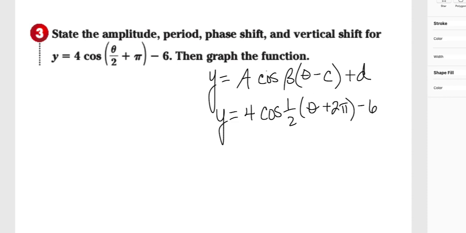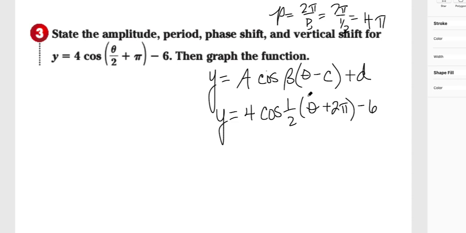A couple things we know. We can tell that we are going to have an amplitude of 4. We're going to be dealing with the cosine function. We're going to have a period that's going to change. Can you tell me automatically what the period's going to be just by looking at this 1/2 value of b? Hopefully you remember that the period is equal to 2 pi divided by b, or 2 pi in this case divided by 1/2. Therefore the period is going to be 4 pi.